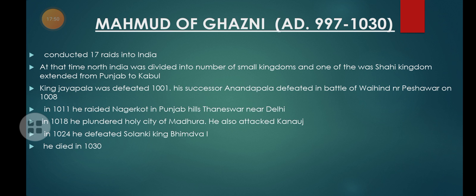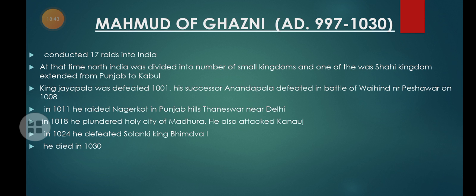So when Muhammad of Ghazni came to India, India was divided into small kingdoms. One of the kingdoms was named the Shahi kingdom. It is located in today's Punjab to Kabul, on the Pakistan and Indian boundary. It is one of the kingdoms of India. So Mahmud of Ghazni first came to India and attacked the Shahi kingdom. Not only did he attack, he also defeated the king of the Shahi kingdom named Jayapala, in the time 1001 AD.